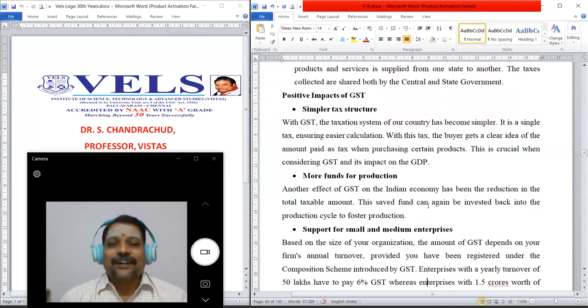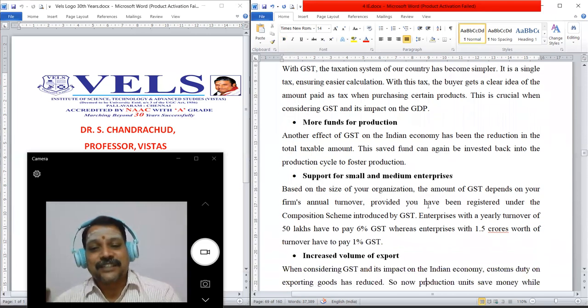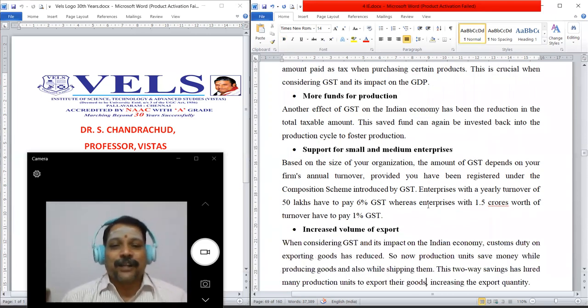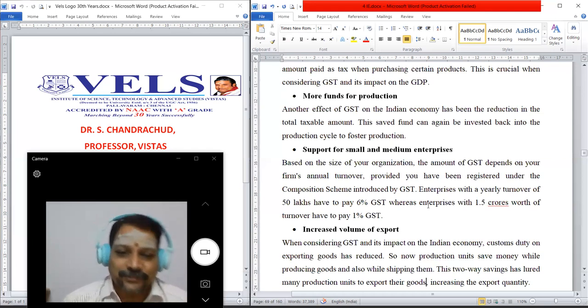The second positive impact of GST is more production. Another effect of GST on the Indian economy has been the reduction of the total taxable amount. This saved fund can again be invested back into the production cycle to foster production. The third positive effect of GST is support for small and medium enterprises. The amount of GST depends on your firm's annual turnover, provided you are registered under the composition scheme introduced by GST. Enterprises with a yearly turnover of 50 lakhs have to pay 6% GST, whereas enterprises with 1.5 crores worth of turnover will have to pay only 1% GST.